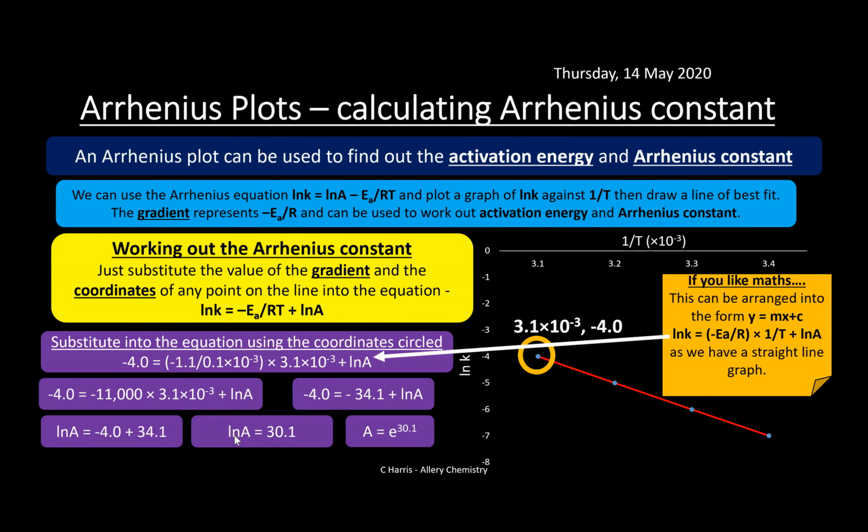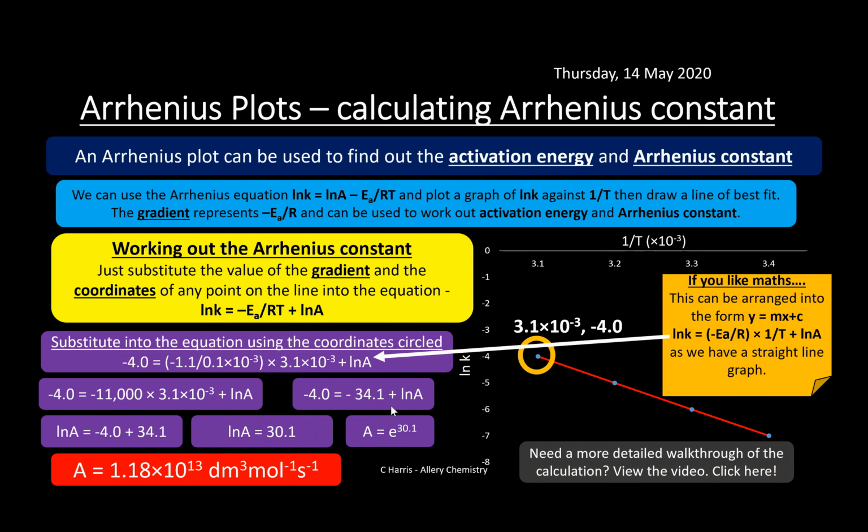So that's the shift ln button. And then you'll get the little flashing box just above the E. And you put in that figure there, 30.1. And then you should get your Arrhenius constant value of 1.18 times 10 to the 13 dm cubed mol to the minus 1 s to the minus 1. And like I say, I've done a whiteboard video on Arrhenius plots, so feel free to have a look at that.